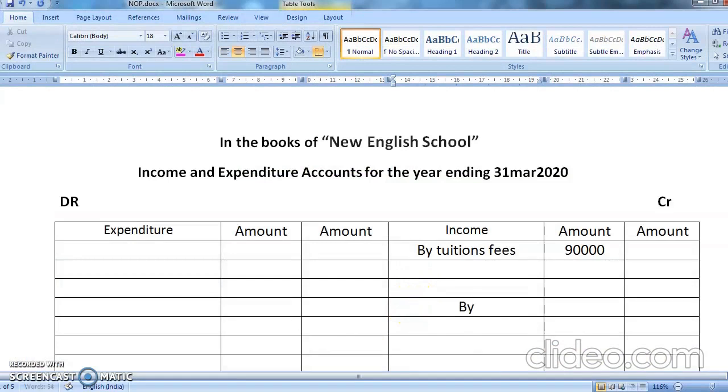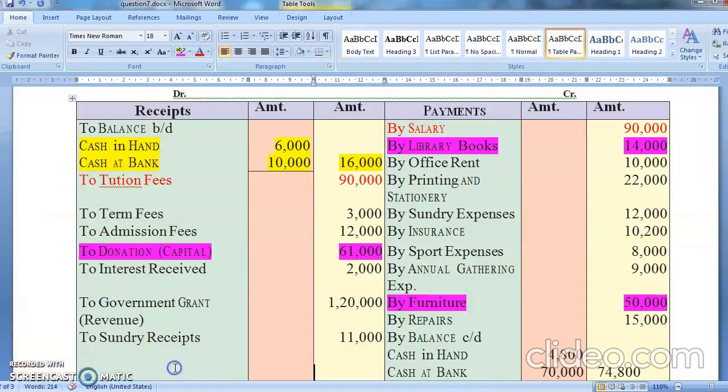term fees. Term fees is having no adjustment, so directly in the outer column. And then it was by admission fees. Even admission fees is having no adjustment, so directly in the outer column 12,000. Okay students, then donation is to be capitalized.